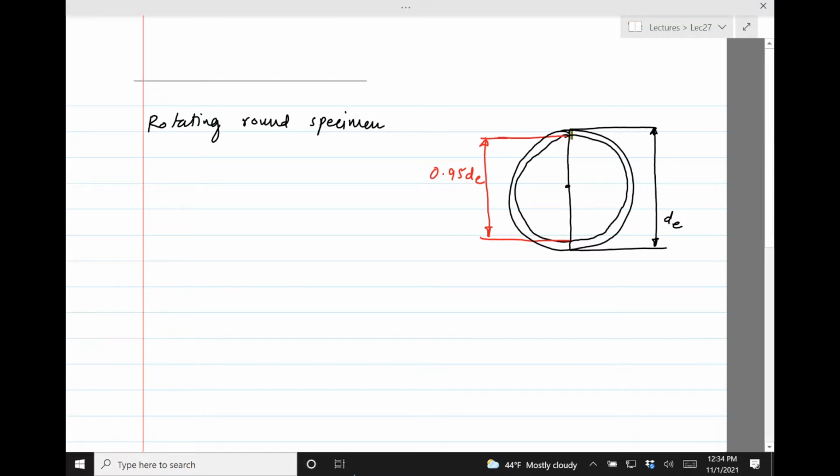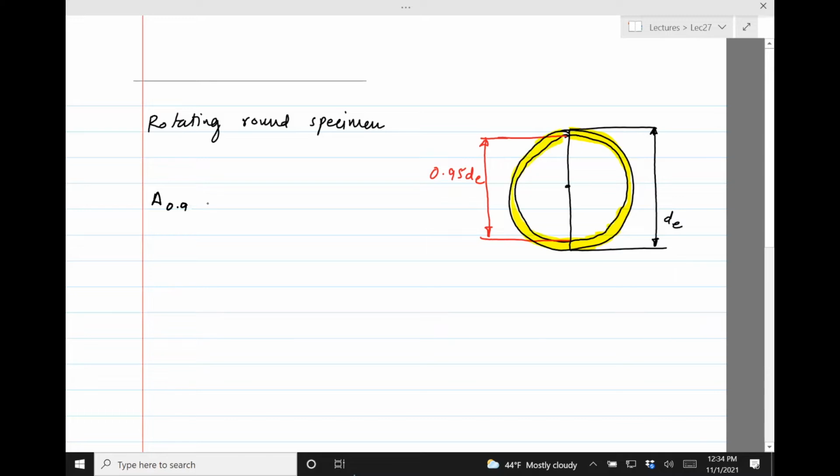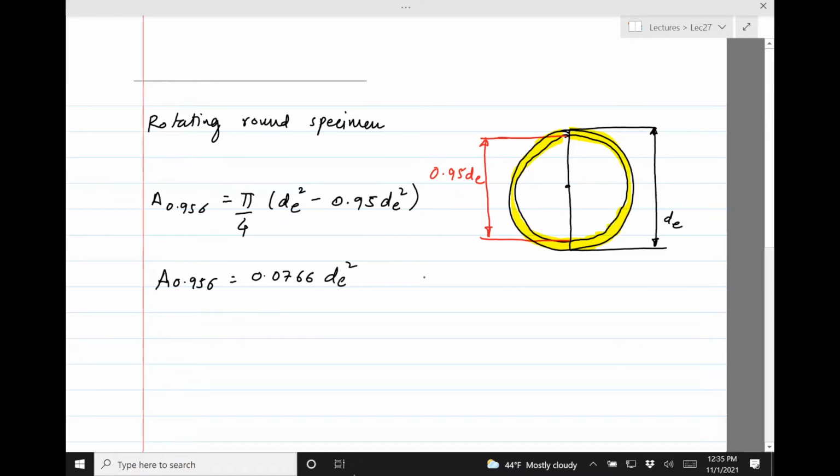What we're trying to do here is find this area. So that area is the 95 sigma, or the 95% of the area which is important for fatigue failure. So DE square minus 0.95 DE square. So when you simplify that, you get A 0.95 sigma equals 0.766 DE square. So let's call that 1.